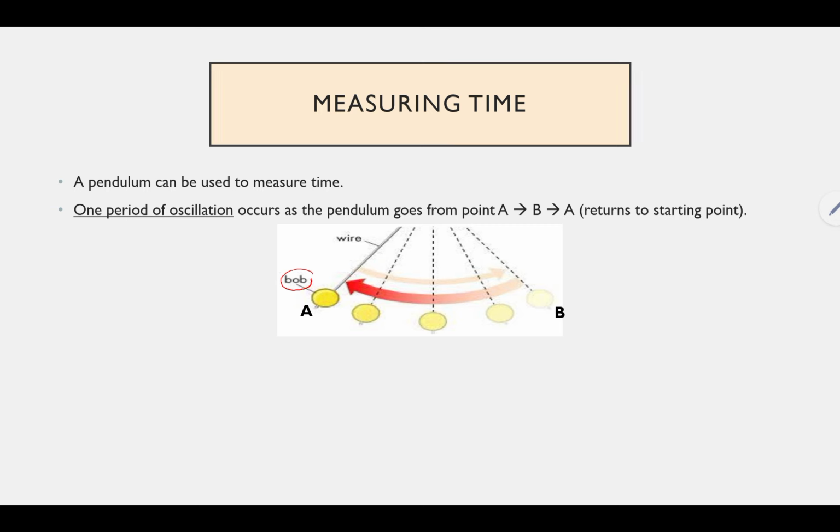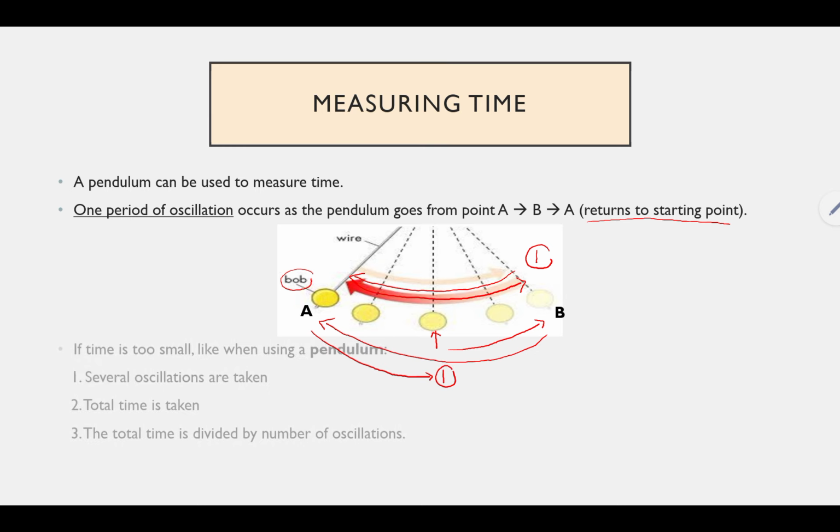I have to know that a full oscillation is from the starting point all the way to the end and back. So I have to return to the starting point to have a full oscillation. So if I'm starting at A, I have to go all the way to the end and back, and that's one oscillation. Okay, what if I started here? Then it has to go all the way here, all the way back, and all the way here to the starting point. That's one oscillation.